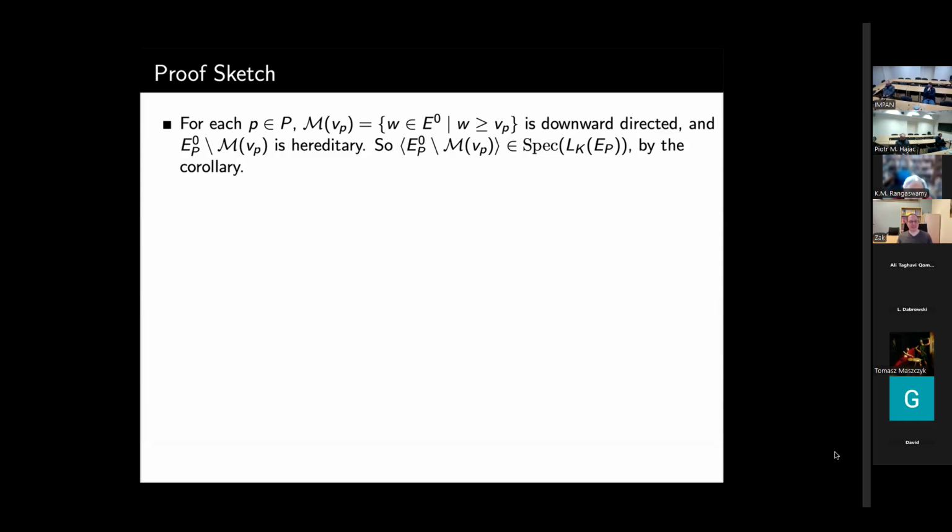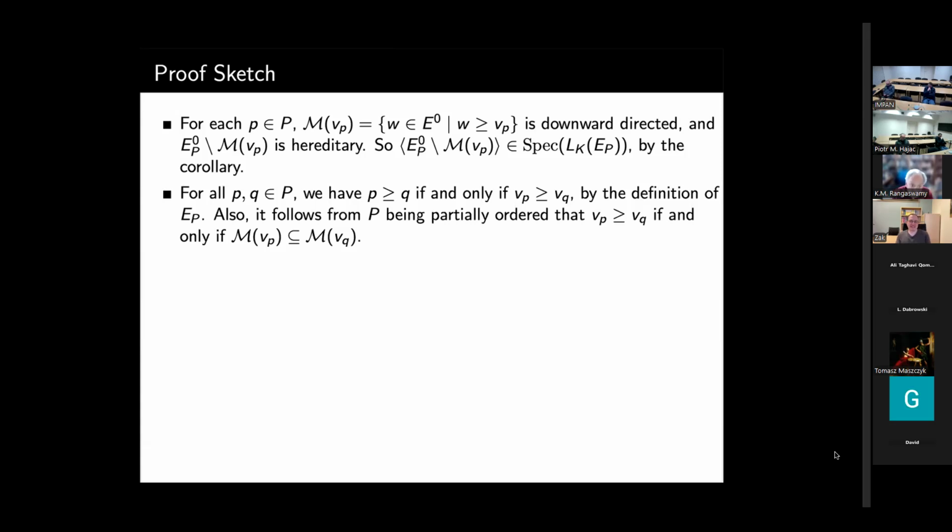Okay, so take a point in the partially ordered set and look at the corresponding vertex and its tree. So that's clearly downward directed because all the vertices there point to the same vertex. And if you take the complement of that, it's clearly hereditary because the complement consists of all the vertices that don't point to V_P. And if you have something that doesn't point to V_P, but it does send a path to some other vertex, certainly that other vertex can't send a path to V_P. So that's pretty simple. And because of that, the ideal that complement generates is prime. That's just the criterion I showed you a second ago.